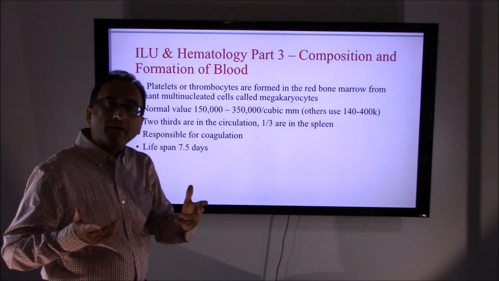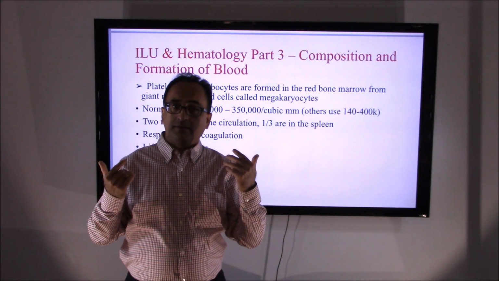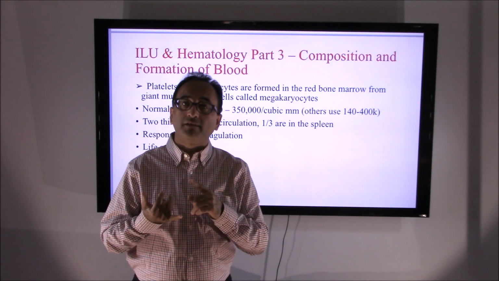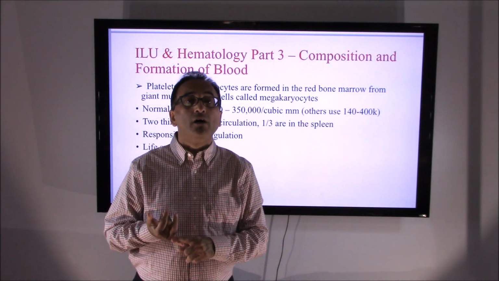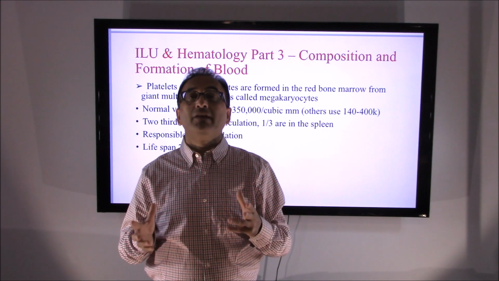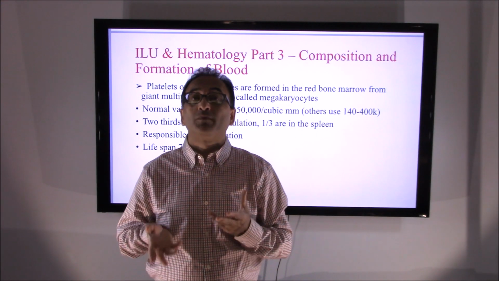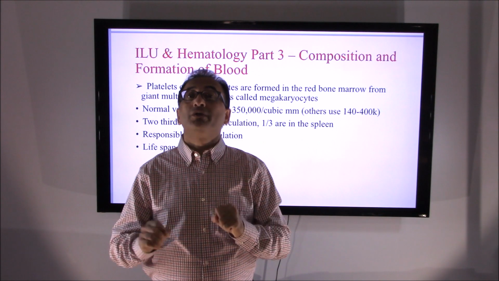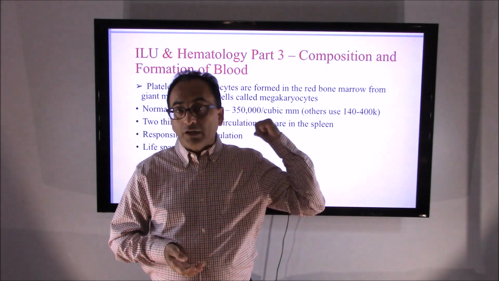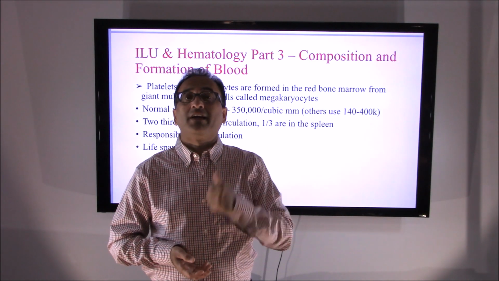So these are the red blood cells or erythrocytes, the white blood cells or leukocytes, and the thrombocytes or platelets. They are the three players when we look at the composition and formation of the blood, and they are so unique that even today, as we speak, we cannot create artificial blood. So those are the things that we want to pay special attention to.